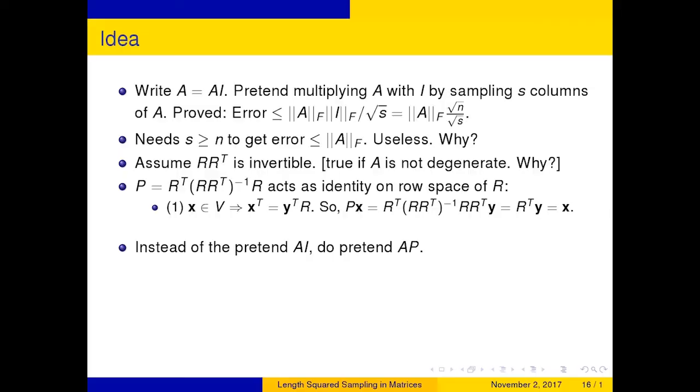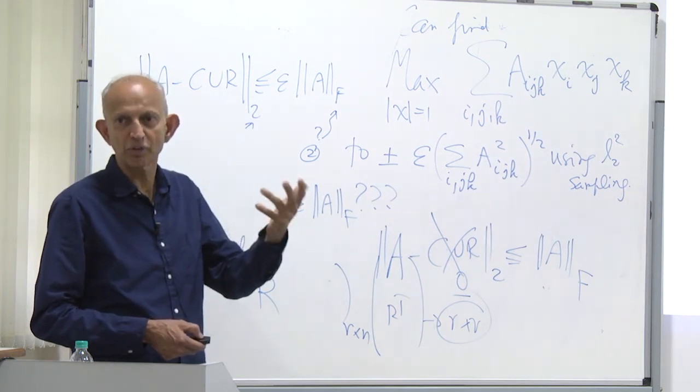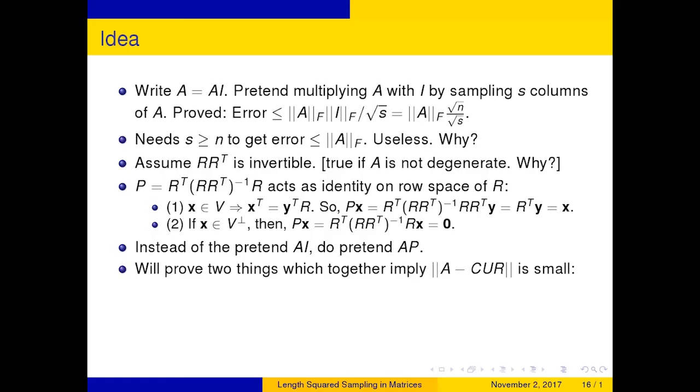Maybe I wrote down a proof of this. It acts as the identity on the row space of A, because if I have somebody belonging to the row space of A, I can write it as a combination of the rows. That's what I'm doing to X. So now P operating on X: P is this, and X is R transpose Y. Now R transpose inverse and R transpose cancel each other out. You get R transpose Y, which is the same as X, right? So PX is X. It acts as if it was the identity on that space. Identity is what we want.